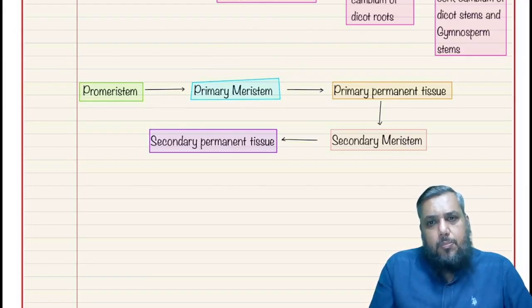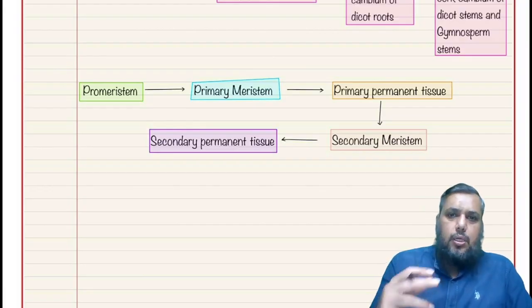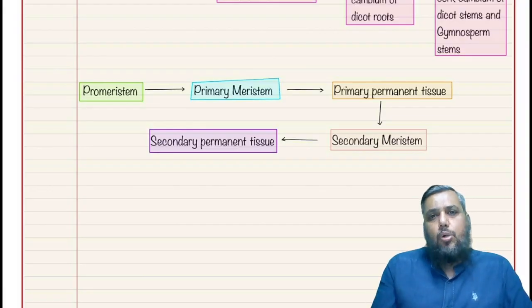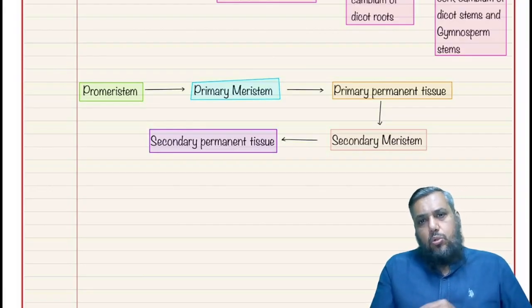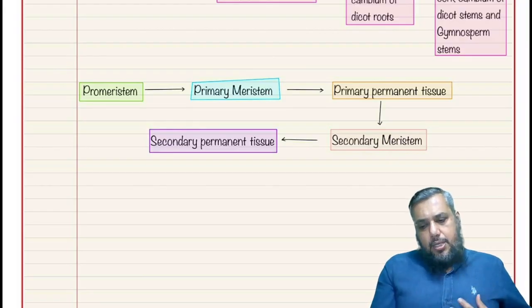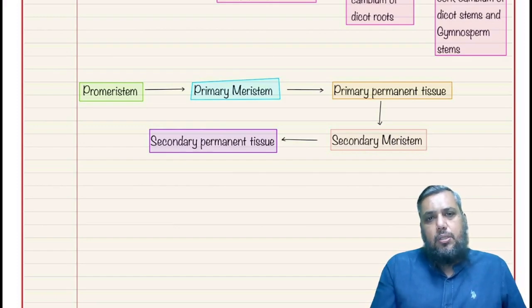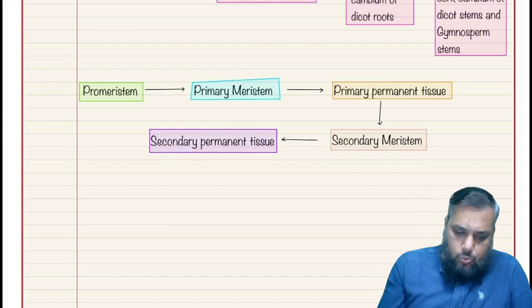Some primary permanent tissues, like the cambium, even after they become primary permanent tissue, regain their ability to undergo cell division. So they again have the ability of cell division, and therefore we call it secondary meristem. And then the secondary meristems will differentiate to form the secondary permanent tissues.